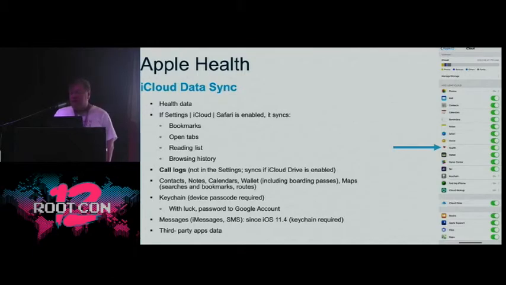So, back to the cloud syncing again. What categories of data are being synced with the cloud? Now we know that health is almost completely synced, except the medical ID and CDA. Of course, the contacts, notes, and calendars are being synced, and if you enable the Safari syncing, then you will also get the bookmarks and the tabs opened on all the devices, and the reading list and the complete browsing history.